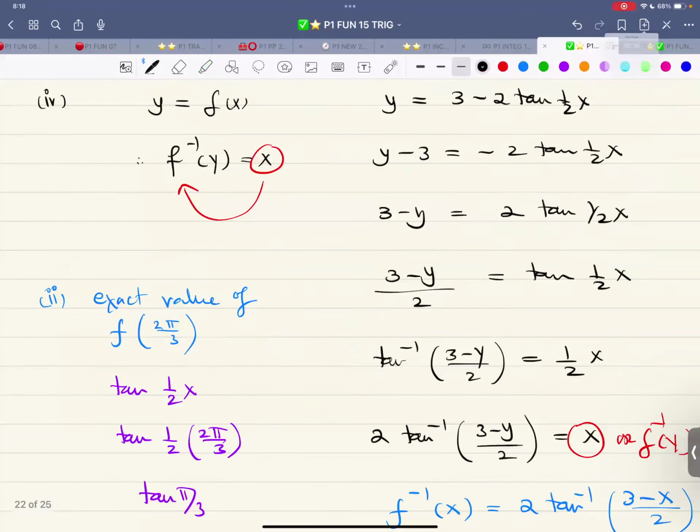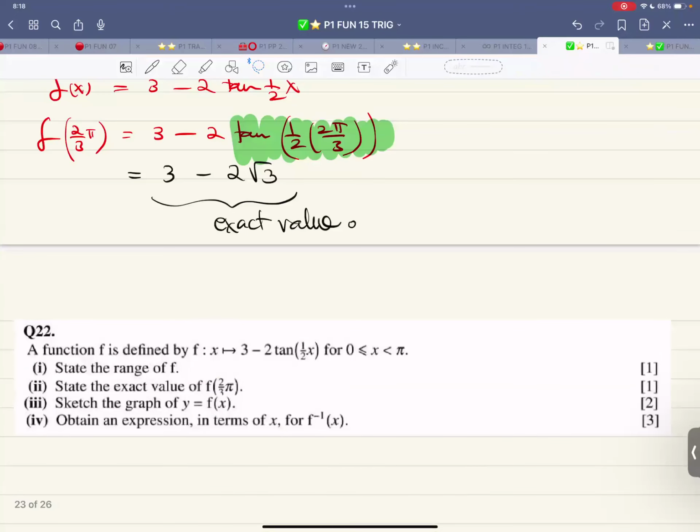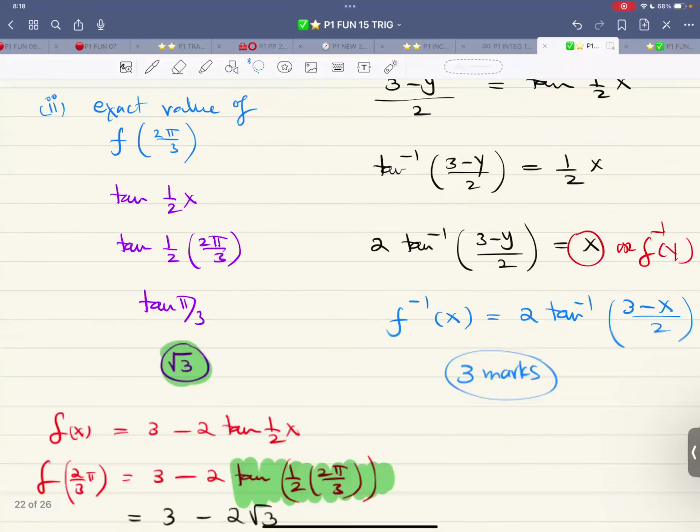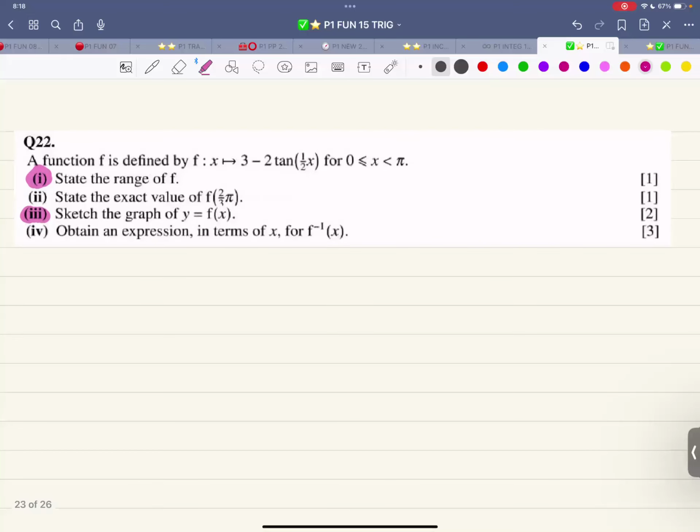So let me add a page over here. Okay. Now I'm interested in part 1 and part 3. So this is part 1, this is part 3. State the range of f and sketch the graph. I think it's very easy to sketch the graph first. So therefore, part 3, I'll sketch and I'll state the range.